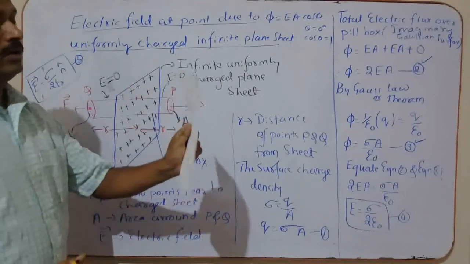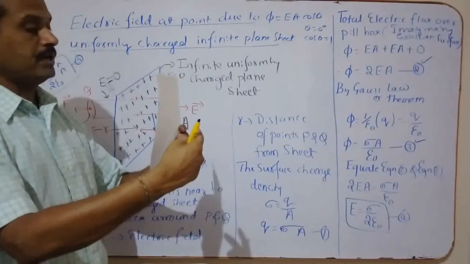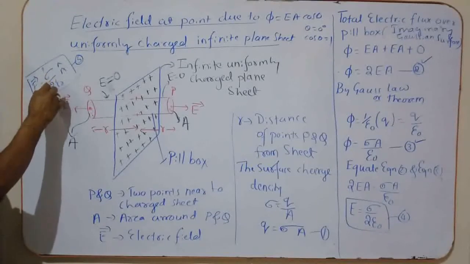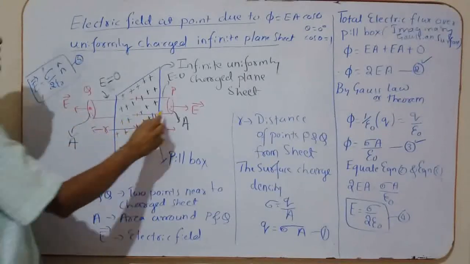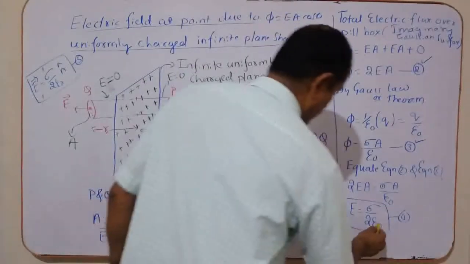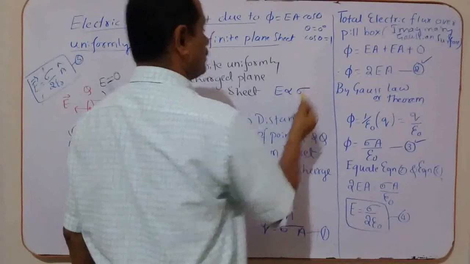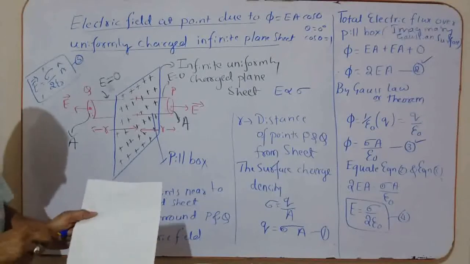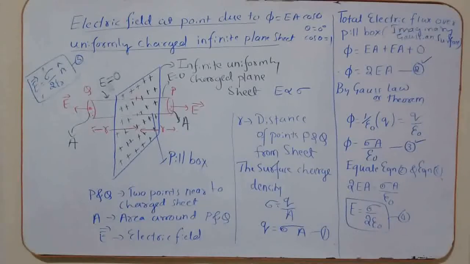at a point due to the charged plane sheet, an infinitely large plane sheet, where the points are very near to the charged sheet. In vector form, E is equal to sigma divided by 2 epsilon naught n cap. N cap is the unit vector perpendicular to this plane sheet. Now you see here, from this expression, this term is constant, therefore electric field is directly proportional to the surface charge density. This is a 3 or 5 mark derivation. You practice it at home.